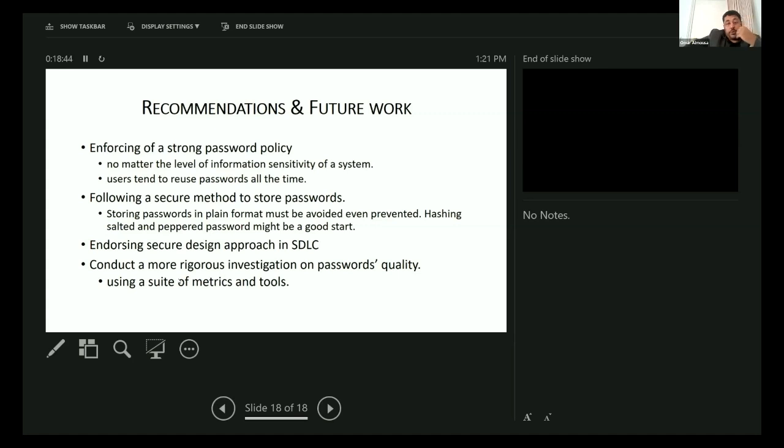We need, of course, to follow a secure method to store passwords, because finding passwords in plain text is very dangerous. So maybe salting, or preparing after salting, even hashing before all of that. Of course, endorsing a secure design approach in the system development life cycle, what is said to be security by design, and conducting a more rigorous investigation about password quality using different metrics and tools. Okay, that's all I wanted to say.